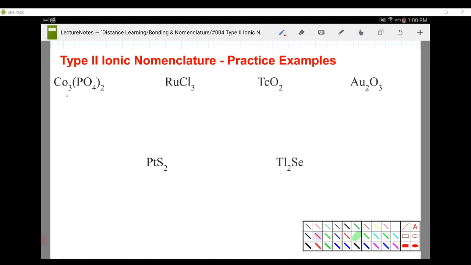All right, first we have 3 cobalts. We have 2 phosphates. We know that phosphate has a charge of -3, so this gives us a total of -6. We need a total of +6, so each of these cobalts must be 2 plus. The name for this compound would be cobalt 2 phosphate.